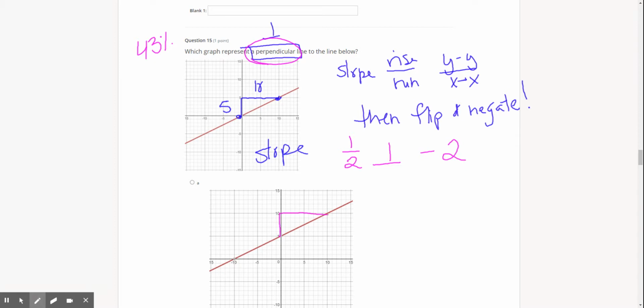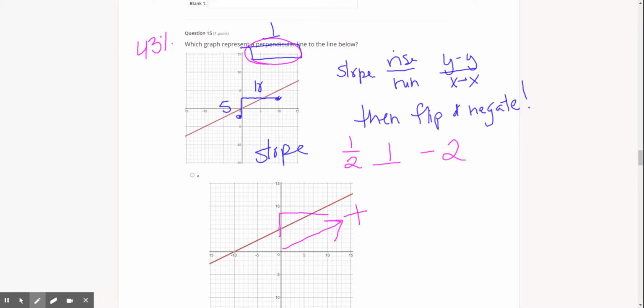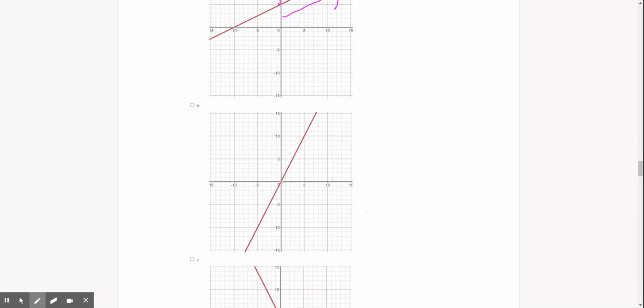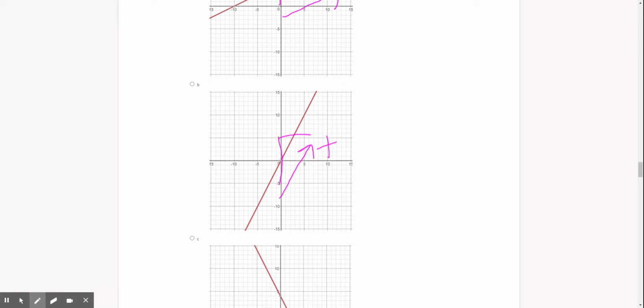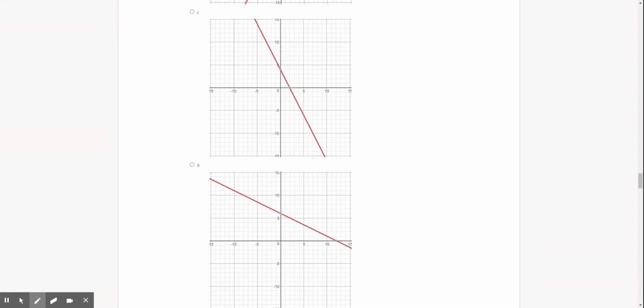Is that a positive slope or a negative slope? That's positive, so it's not it. Is this positive or negative? That's also positive. It's going up and to the right. So if it's going up and to the right, that's positive. Now I've got my negative slopes. Which one of these is the -2 slope? This one's -10/5, and this one's -5/10.